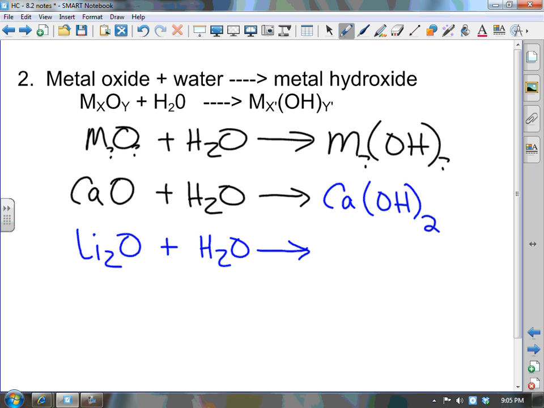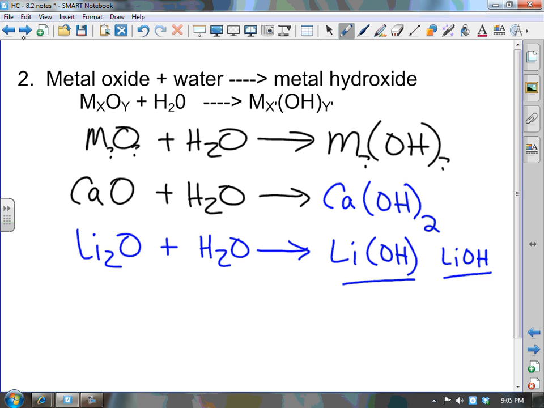So what's going to happen is all those H's and OH's rearrange. So we're going to get lithiums now bonded to hydroxides. Now, we don't have to put the parentheses because they're +1, -1. So you can do either LiOH with parentheses or LiOH without parentheses.